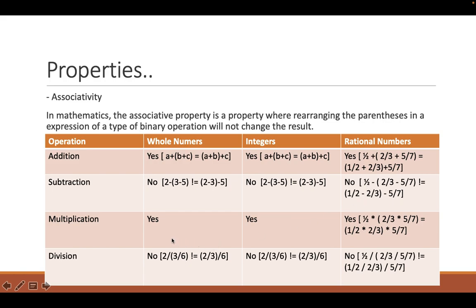Multiplication, associativity property for whole numbers, yes. Integers, yes. Rational numbers, yes. You can see the examples. And then division also, it is no as usual. Associativity is not followed for all three categories. Let's move on.